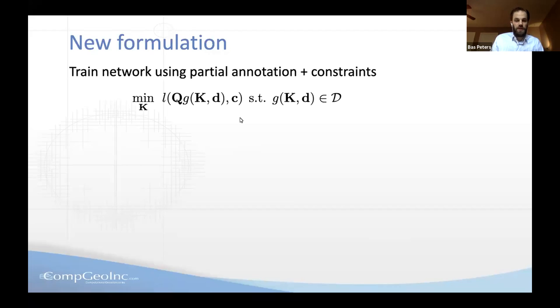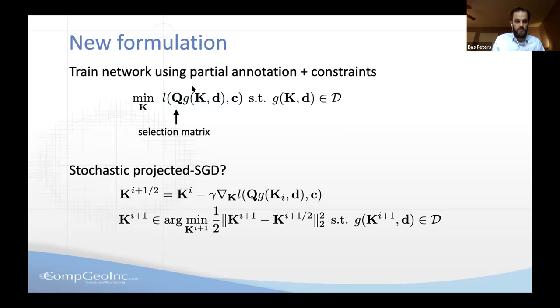So training a loss function for labels subject to constraints on the output, you can write it down in this form. The set D would be the intersection of all constraints that you formulated. In case there's no annotation at all, the whole loss function drops out and the problem reduces to just a feasibility problem. Q is just a selection matrix that selects the point annotations. From the full network output, you select the locations where you have points annotated, if you have any. Otherwise, of course, this whole term drops out, like in the previous slide.